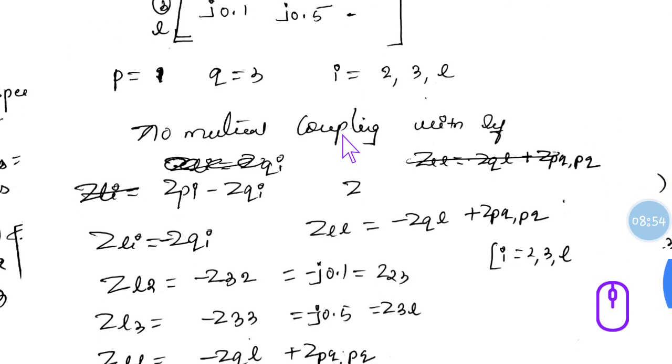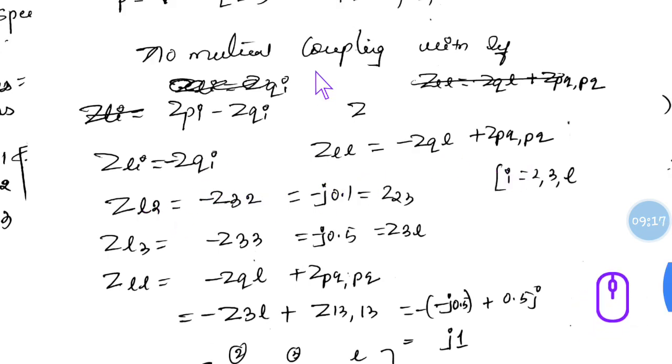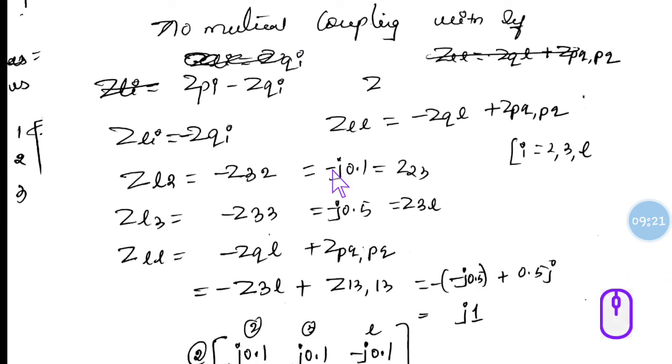Okay, so now, no mutual coupling with reference. So write down this formula: Zil is equal to minus Zqi, Zll is minus Zql plus z of pq comma pq. So I is equal to 2, 3, L, substitute. Substitute I is equal to 2 here, 3 here, L here, and q is equal to 3 here, I is equal to 2 starting. Now what we already know, z of 3 2 as per the previous matrix will be j.1, but here with a minus. Substitute whatever value you get, and keep it for 2 3.